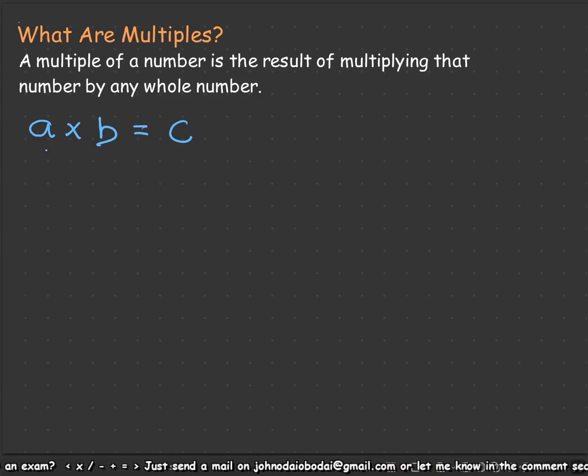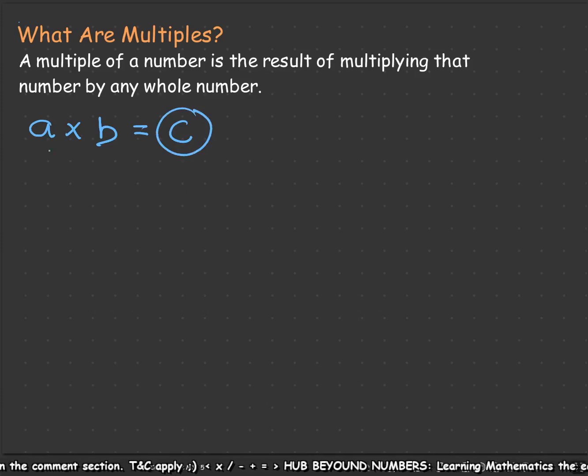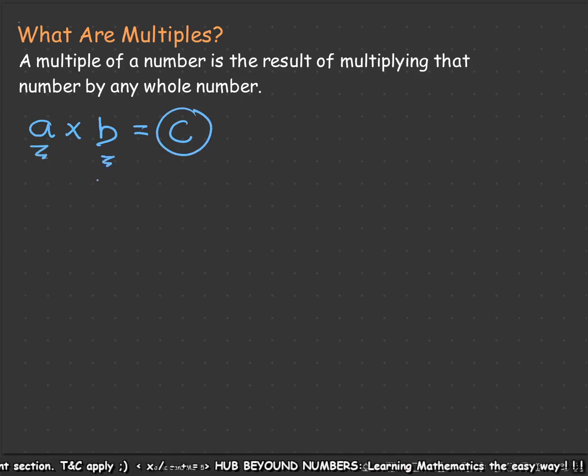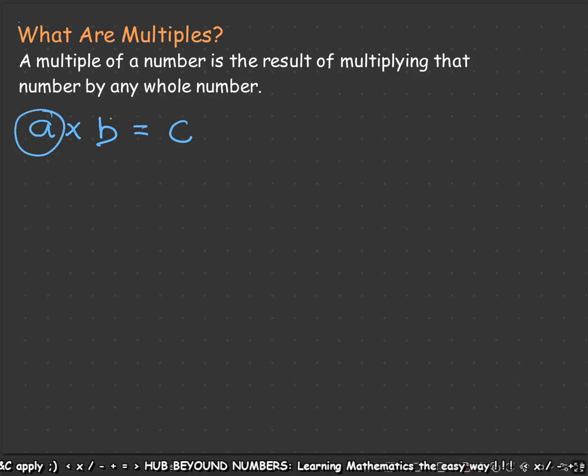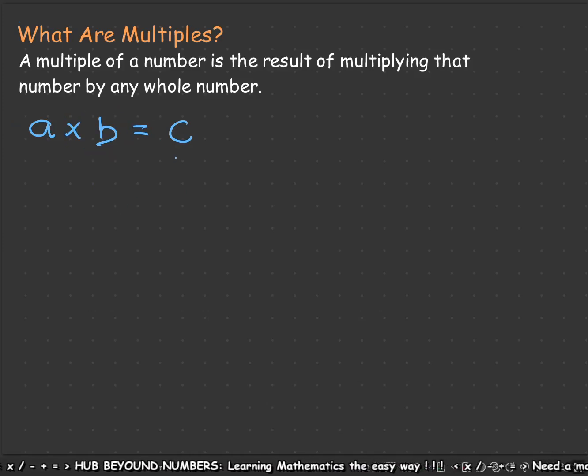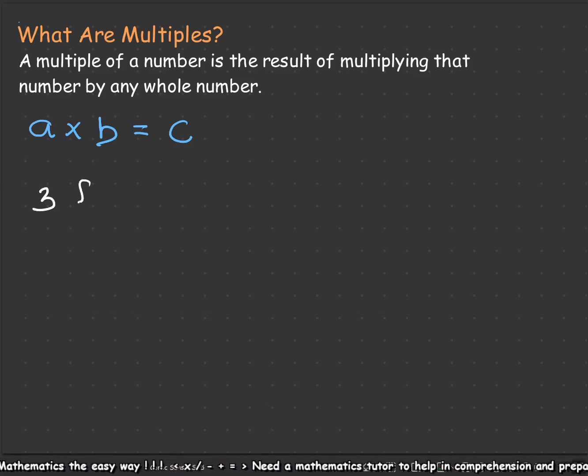And in the previous one, we say A and B are factors. But here we are saying what? C is the multiple. You get it? So relating multiples to factors: for A times B is equal to C, we'll say C is a multiple of A and B, while A and B are factors of what? C. You see that?